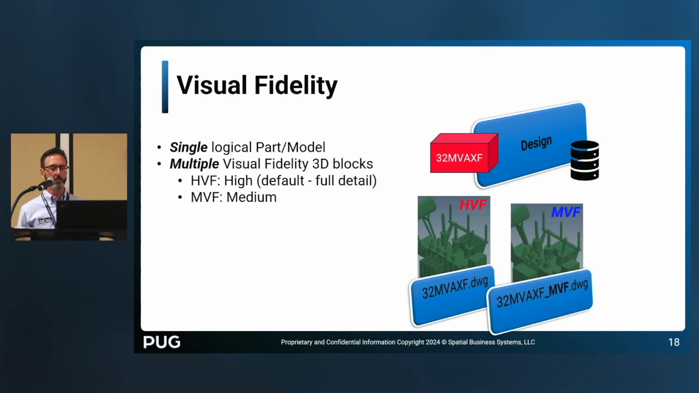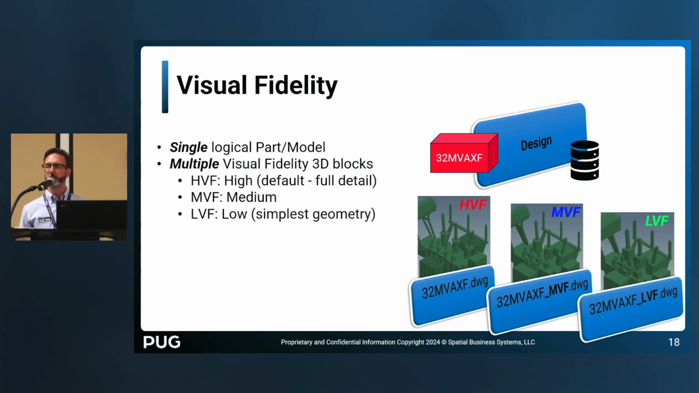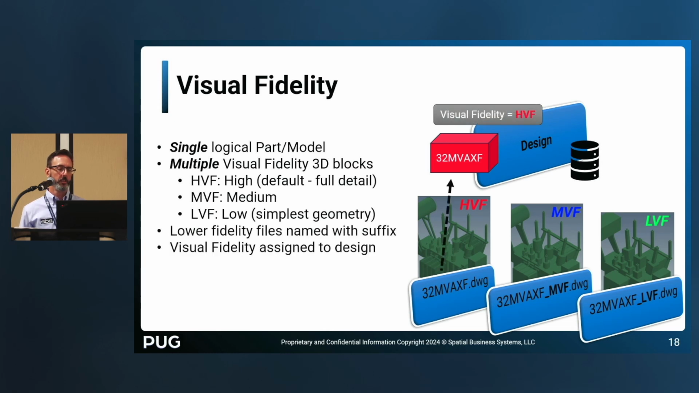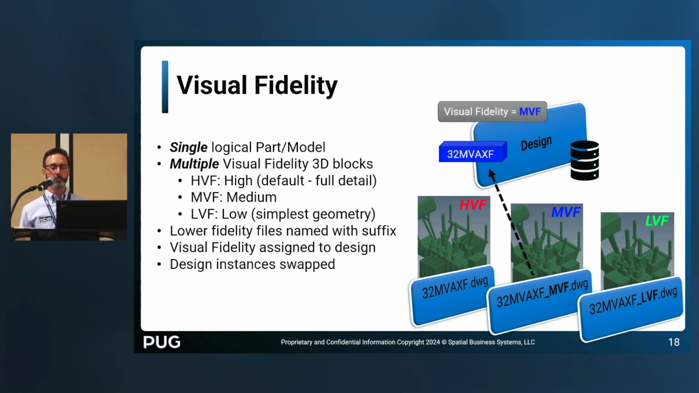So in the visual fidelity system, this allows you to have multiple 3D model blocks for that same logical model. And then those other 3D model files can be at much lower levels of detail. That's handled by a suffix that's added to those files. The visual fidelity is then an attribute, a drawing property or an AUD variable that is assigned to the design, and that indicates the visual fidelity that's being used by the entire design. And then that controls which actual 3D block is used for that model.